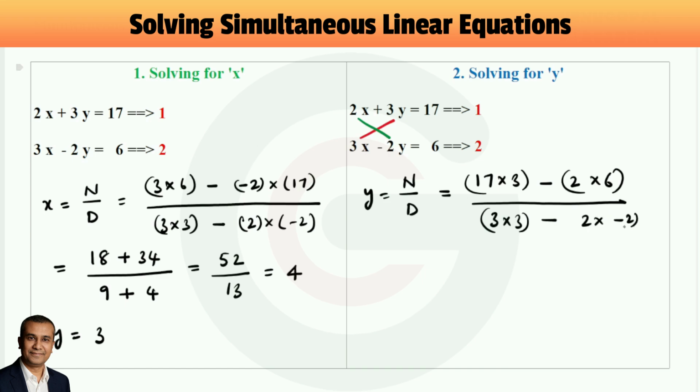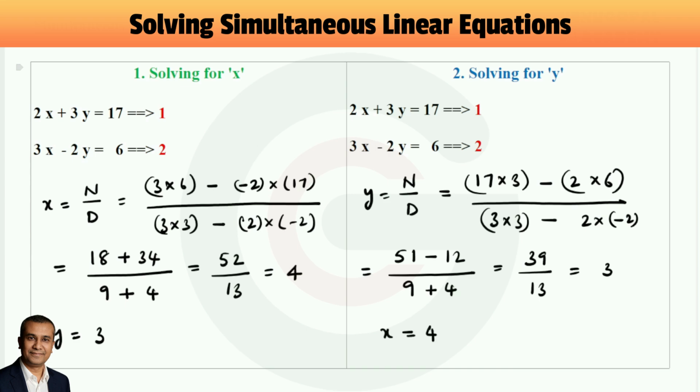So this will be equal to 17 3 is 51 minus 2 6 is 12 divided by 3 into 3 is 9 plus 2 into 2 is 4. So this is equal to 51 minus 12 will give us 39 divided by 9 plus 4 is 13. So 13 3s is 39. So we got y is equal to 3. By substituting y value in either equation number 1 or 2, we should get x is equal to 4.